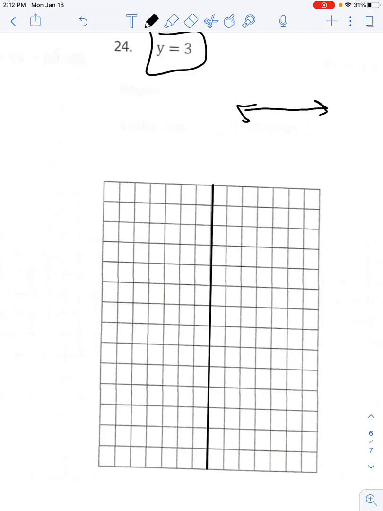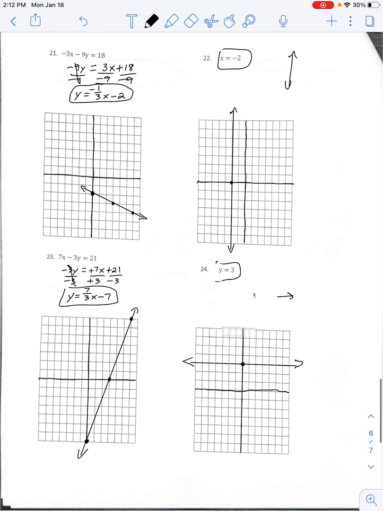And then going to draw our axis here. Try and get it a little bit straighter than that. So y equals 3. We're going to plot 3 on the y-axis, and then it is a horizontal line straight across, like so. All right? And that would be this page right here.